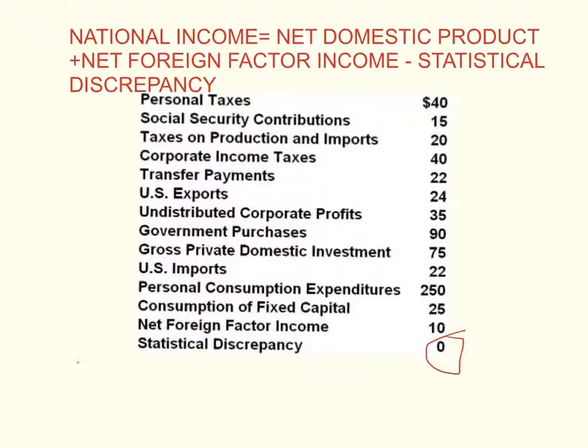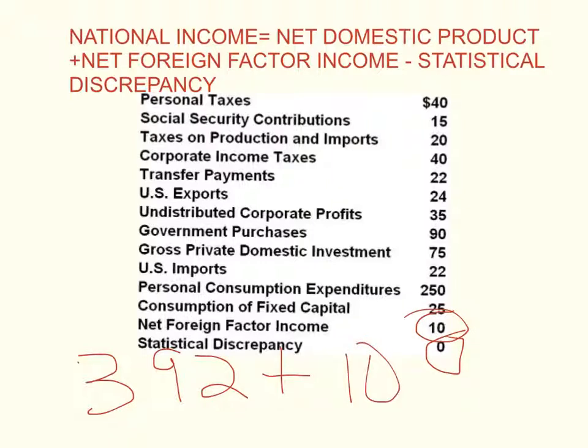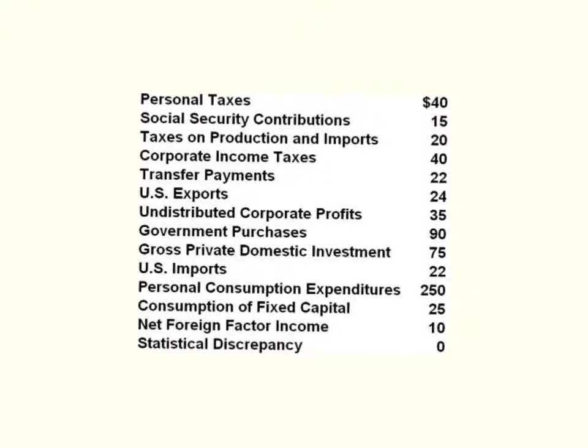So really, all we're going to be doing is taking our net domestic product number, which is a 392. We're going to add in net foreign factor income, which is a 10. And we usually would take out that statistical discrepancy, but there's nothing here. So national income here is 402. So we have now national income. We have to get.